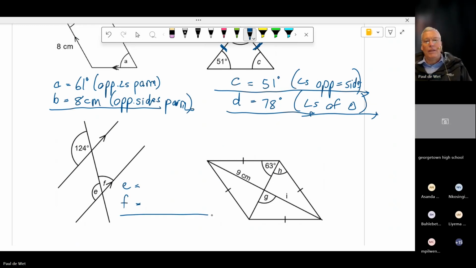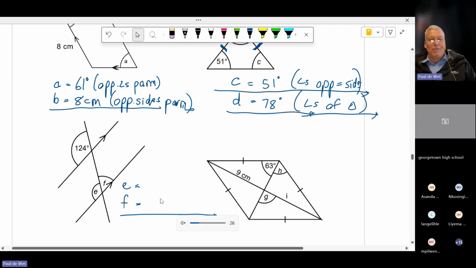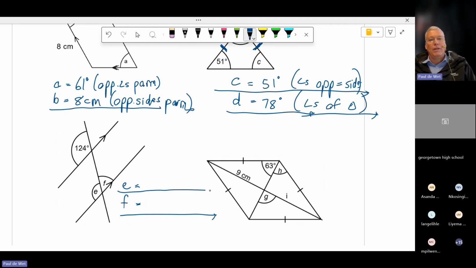E is equal to 124. Okay, you are right. I'm looking for an answer here in the room. E equals 124. Okay, guys, you can't say just corresponding angles equal, unfortunately. Why?